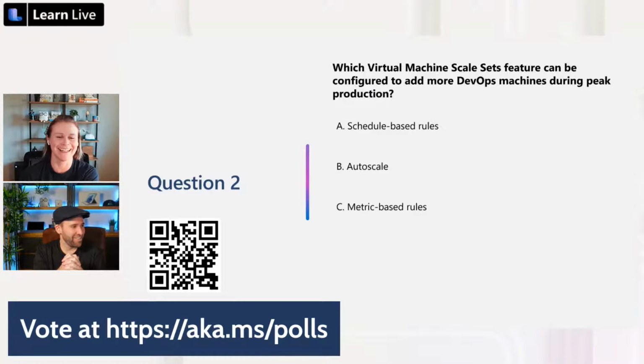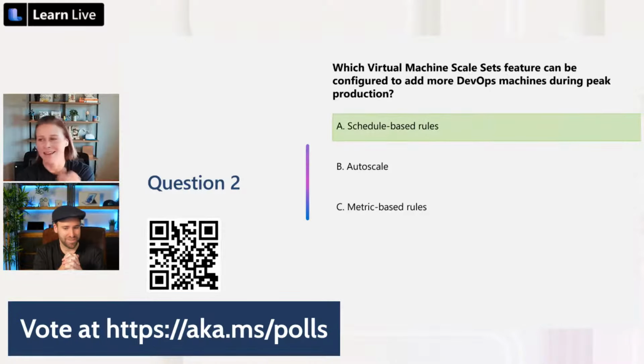We also see our voters definitely like A. So the answer, let's see. Schedule-based rules. Yay! Well done, everyone. Everyone voted for A, so that was pretty clear. Great job, everyone.